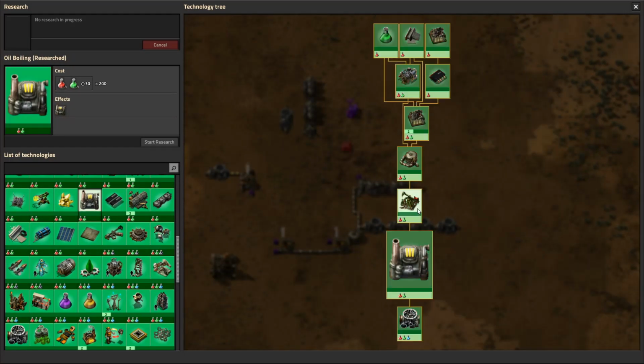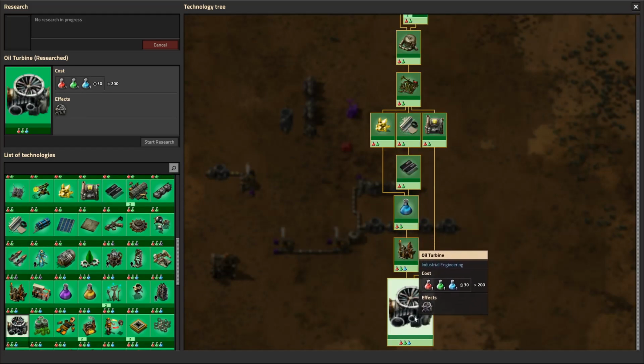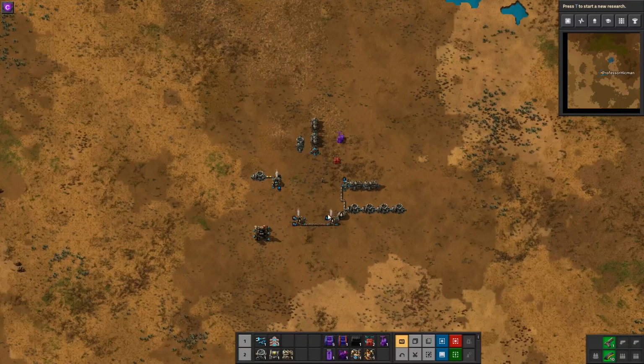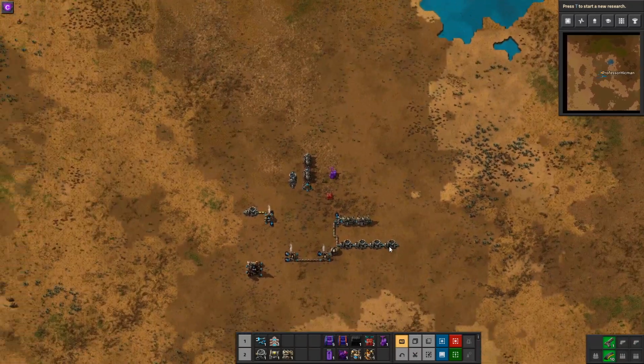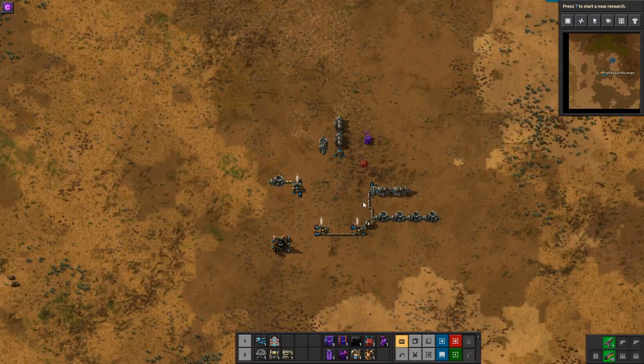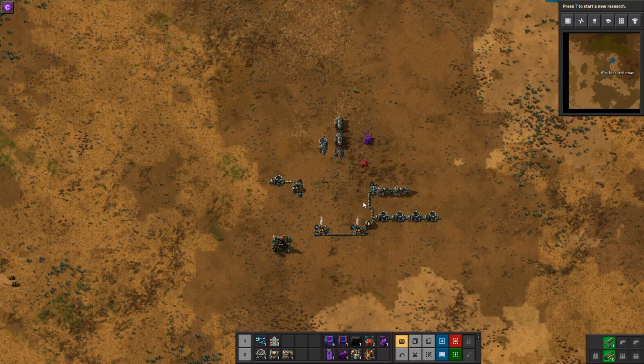Oil boiling is pretty much straight after oil processing, and then oil turbines is just after that with blue sites as well. And to create syngas, just advanced oil processing, so it's not too hard to get. You can get the oil boiling upgrade pretty much as soon as you get oil processing, which is quite early on, and turbines are mid-game.